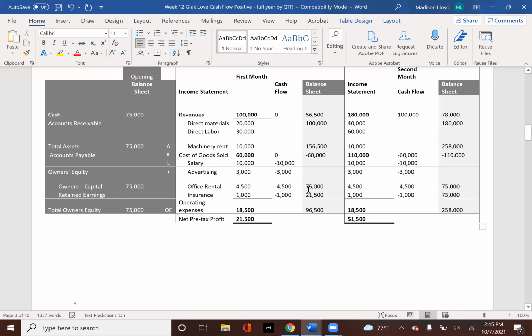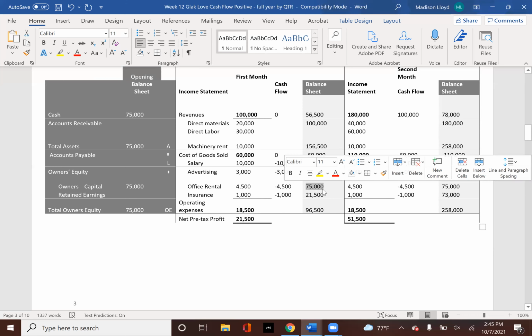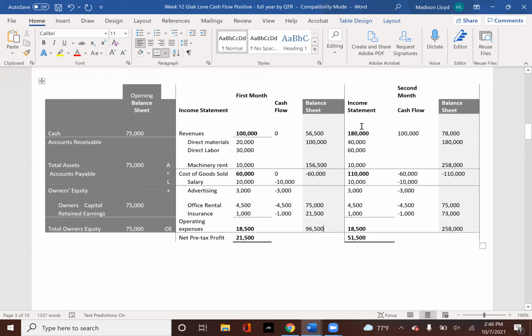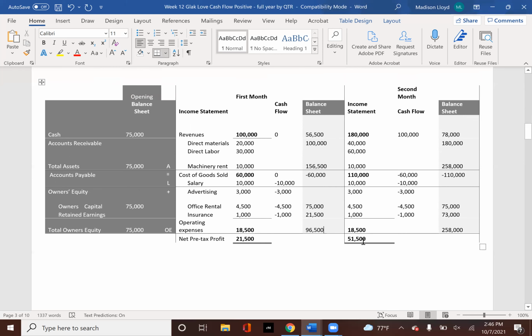You add those two together to get your total owner's equity, okay? So that's obviously his initial investment, $75,000, plus his retained earnings of his profit, which is 29,500, and you get your 96,500. Okay. Now we're going to move over to our next income statement, our second month. Okay, those are from last week. Our cash flow. So we record our $100,000 from our last month right there.